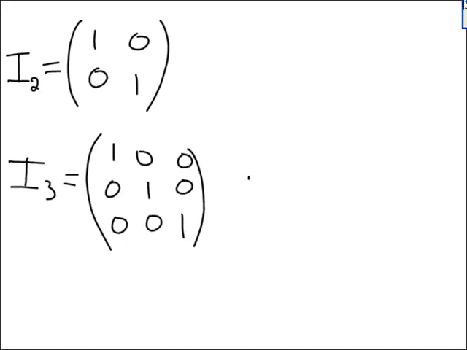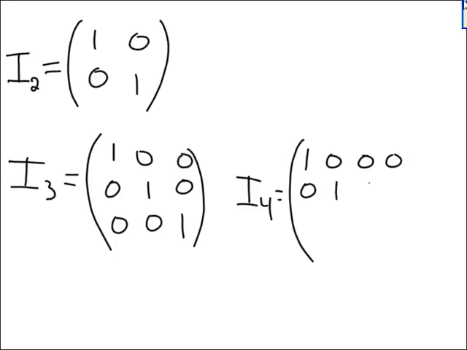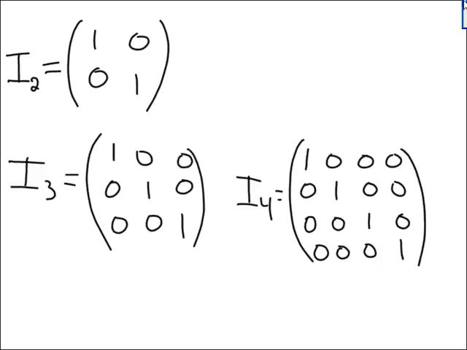If you wanted to talk about I4, it only has ones on the diagonal. First row, first column has a 1. Second row, second column has a 1. Third row, third column has a 1. Fourth row, fourth column has a 1. Zeros elsewhere.